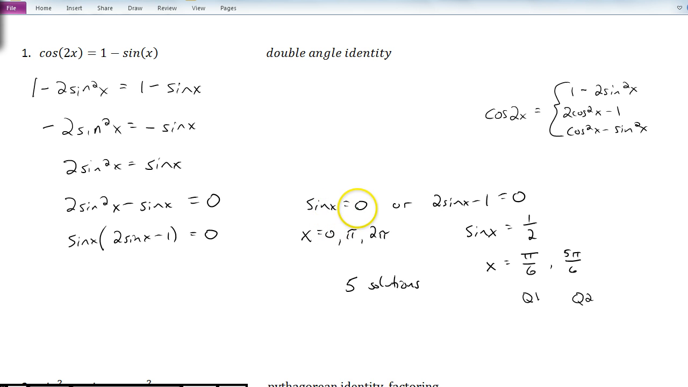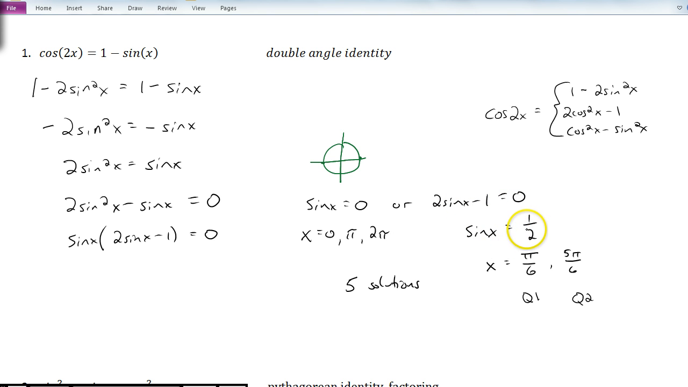Sine x equal to 0. I'm thinking about the unit circle right now. The sine x is equal to 0. When is the y coordinate 0? Well, here, and then back here again. Usually our solutions are 0 to 2 pi, including 0 and 2 pi, so that's why I have 3 solutions here. This one says 2 sine x minus 1 is equal to 0.